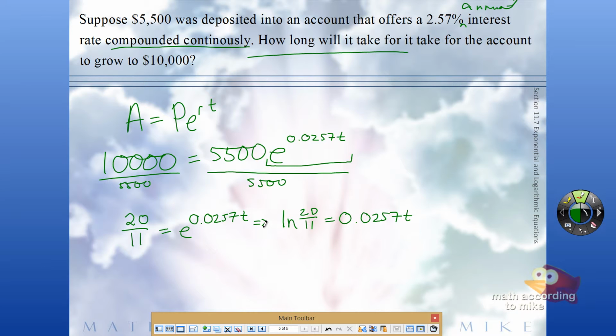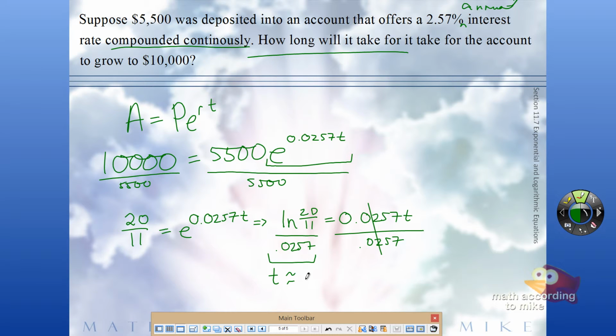Natural log of 20 over 11 is a number, so treat it as such. You're multiplying t by 0.0257. How do you undo that? You divide. So this fraction right here is the exact value of t.